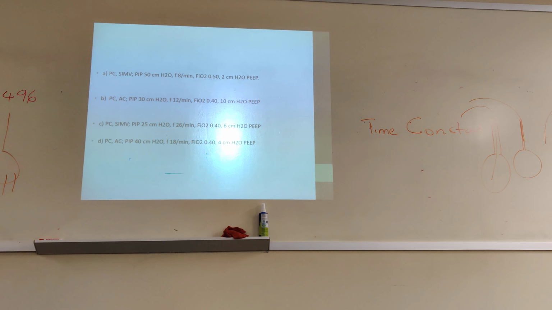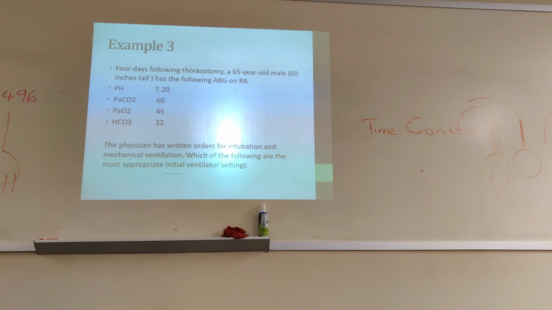PIP 25, well, that's good. Respiratory rate 26, no, that's too many breaths. We say 10 to 20, so that's out. We'll go to the next one, PIP 40, no, that's above 30. So the best answer is B. Any questions about that?